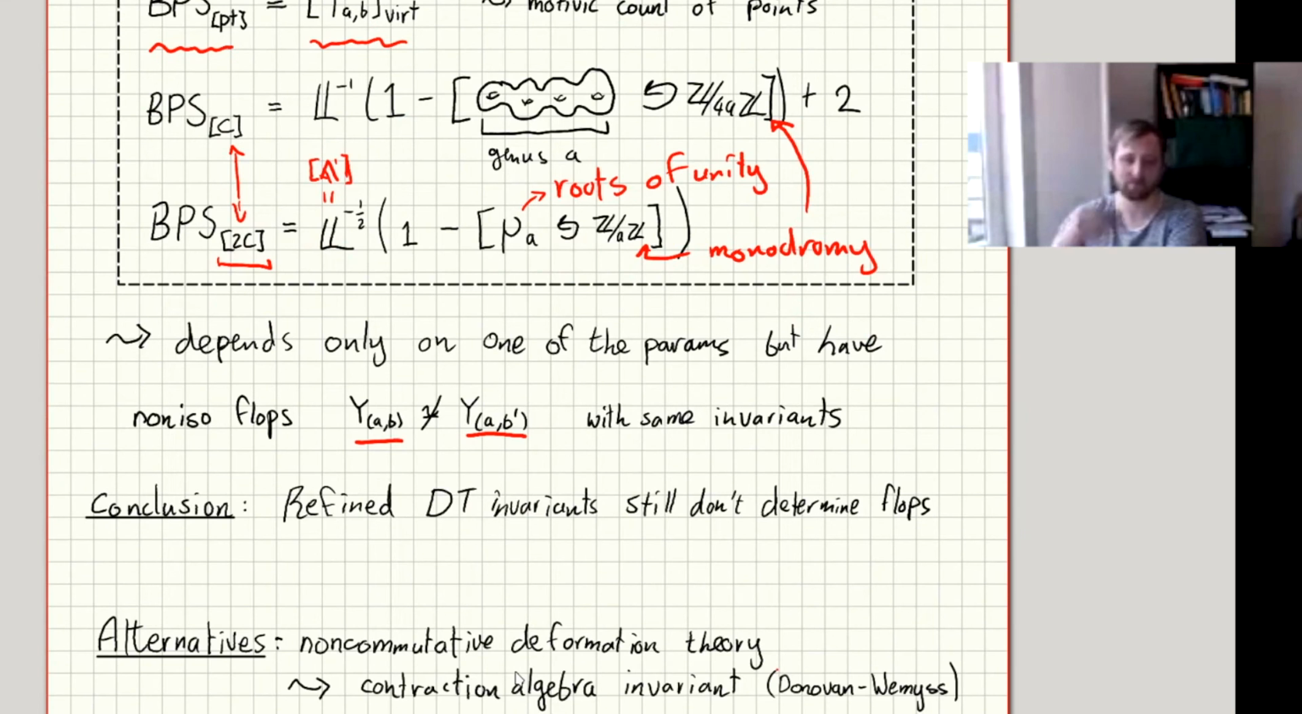And the only alternative that I know of is to look at the non-commutative deformation theory, to use something like the contraction algebra invariant, which is some sort of non-commutative finite dimensional algebra. But yeah, that's a completely different story. So I'll leave it at that.